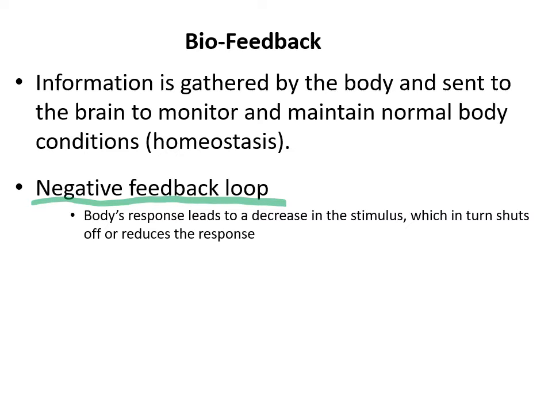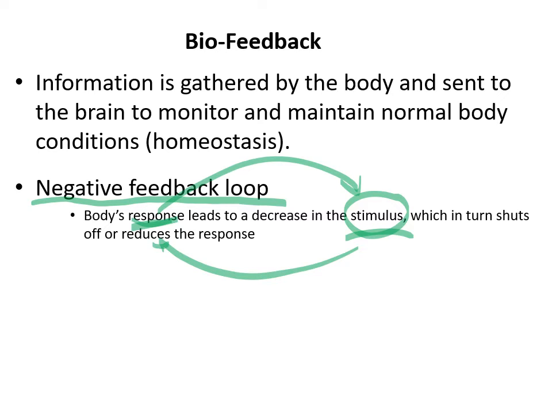Negative feedback loops are the mechanism that our body uses to maintain homeostasis. So the body response leads to a decrease in the actual stimulus. Once the stimulus is detected, the response leads to a decrease in the stimulus, which then, if the stimulus is less, will feed back and not have as much of a response. So it's a negative feedback trying to counteract the stimulus by having a certain response.